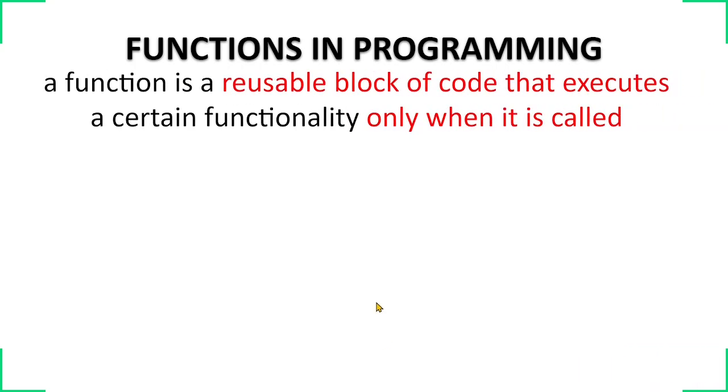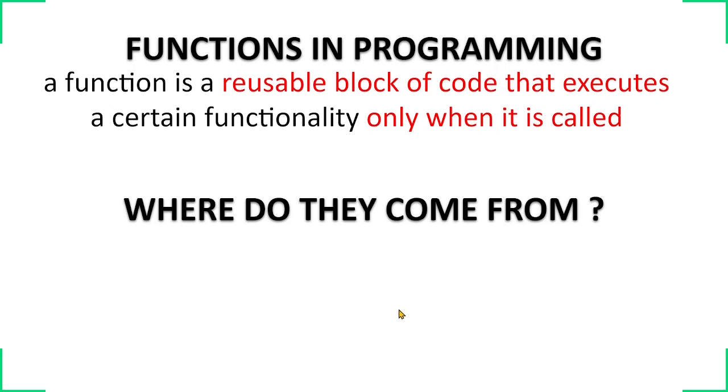So what are functions? A function is a reusable block of code that executes a certain functionality only when it is executed. Like the print function, it only prints when we call the print function. Another example was the input function. It only takes our user input when we explicitly make that call to the input function. But where do these come from? Where do functions come from?